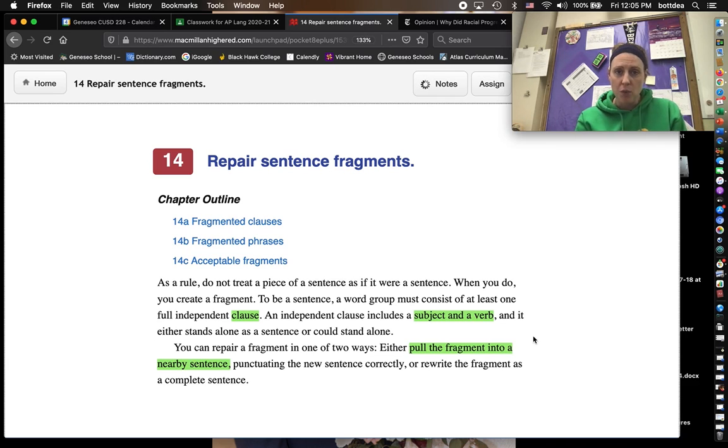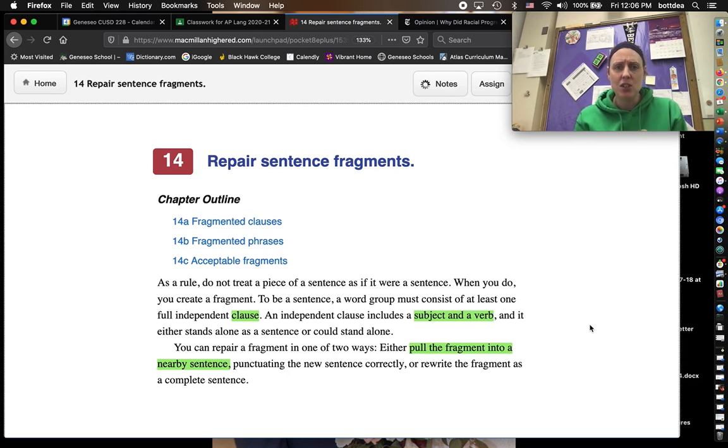So not only do you need to recognize fragments, but you need to realize that you can repair them. And so there's two different ways that you could repair them, and we're going to talk about that as we go through the examples. Either you're going to pull that fragment into a nearby sentence, which is often easy to do. One thing that I hate when students rewrite their work and I point out a fragment, sometimes they'll just cross out the whole thing. And I often get upset with them because you don't want your idea to be gone. You wrote those words for a reason. I just want to make sure they're punctuated correctly.